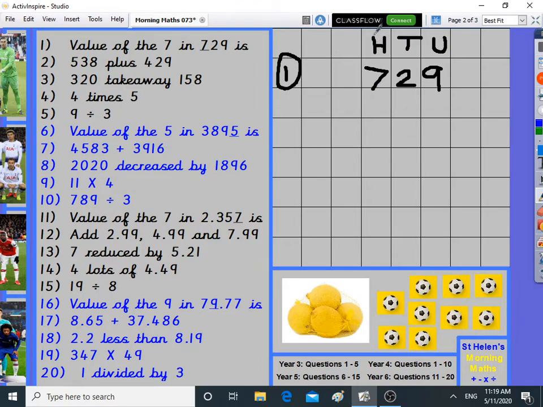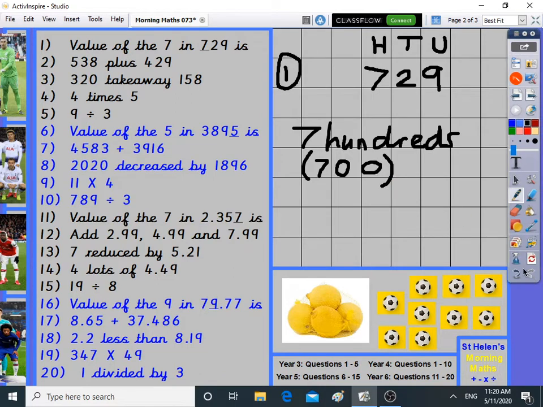Oh, the 7 is in the hundreds column, so 700s. In digits, we could write 700. 700s is, of course, 700. That's question 1. On to question 2.